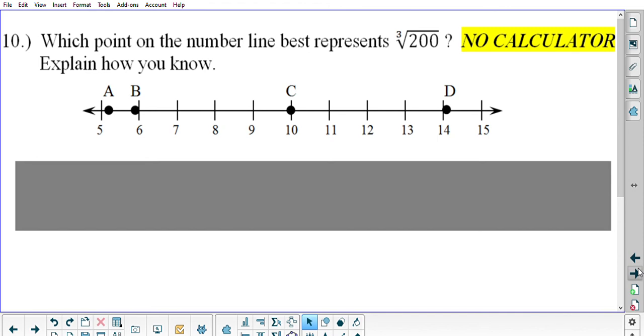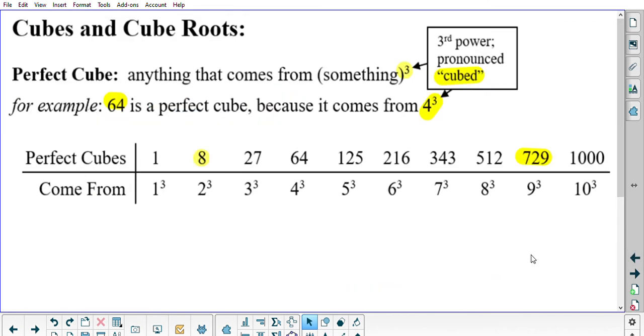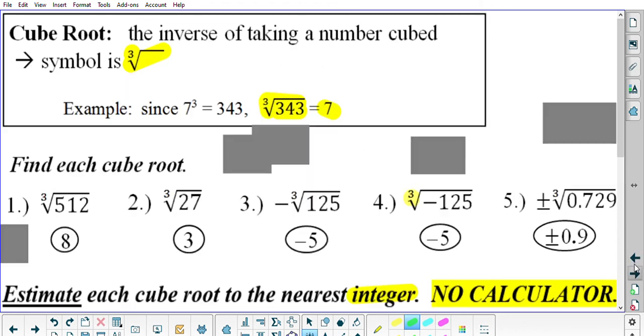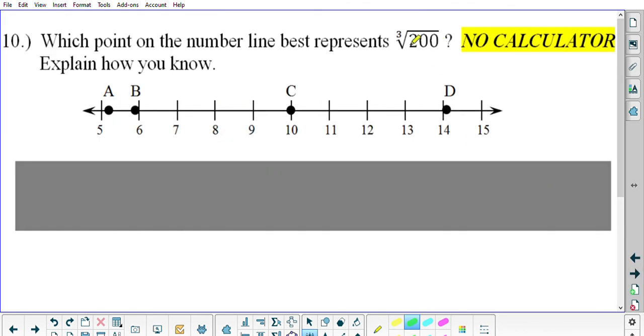It says, which point on the number line best represents the cube root of 200? So, did you go to your chart and look to see what perfect cube was closest to 200? If I go to my chart, I can see the closest perfect cube to 200 is 216. And the cube root of 216 is 6. So, since 200 is a little bit lower than 216, I'm looking for something that's a little bit smaller than 6. That looks like choice B.